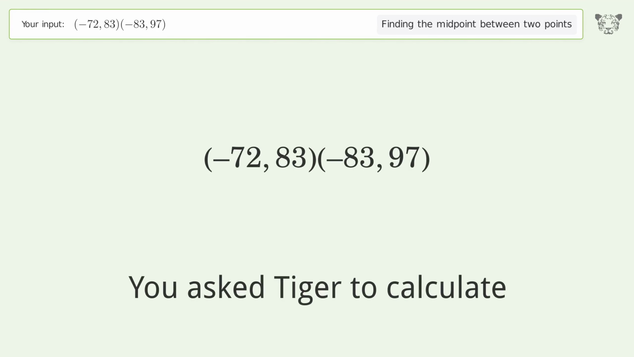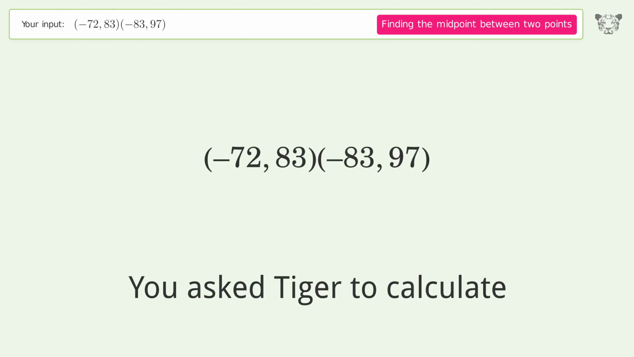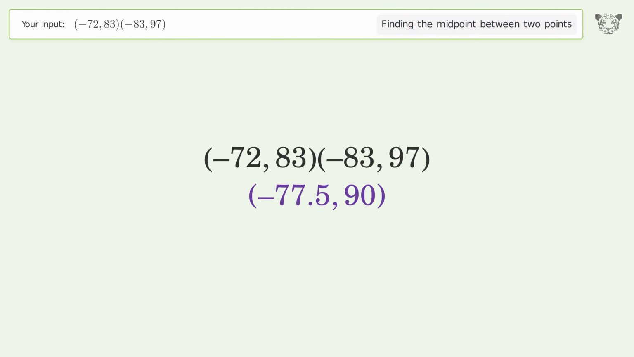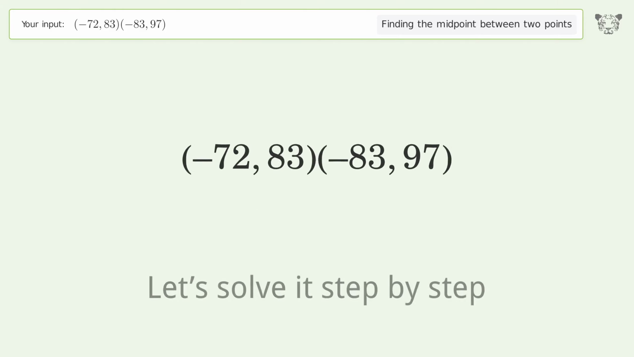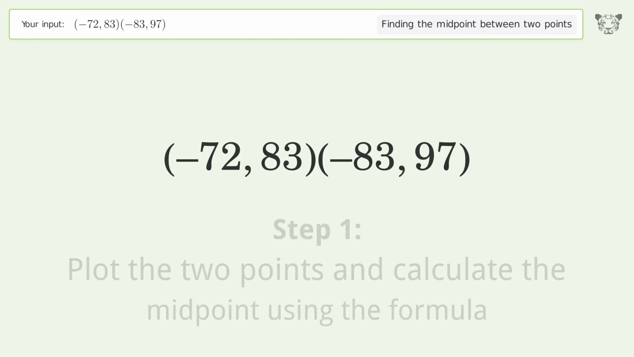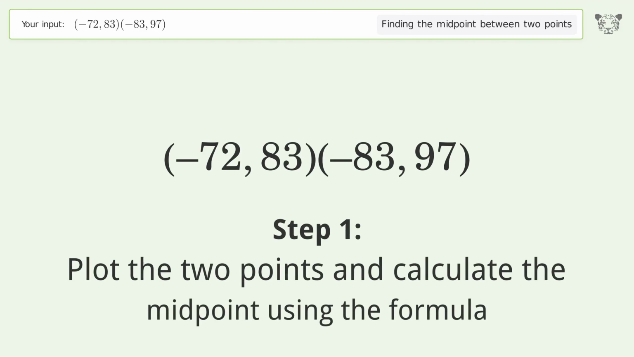You ask Tiger to calculate. This deals with finding the midpoint between 2 points. The midpoint between the 2 points is negative 77.5, 90. Let's solve it step by step. Plot the 2 points and calculate the midpoint using the formula.